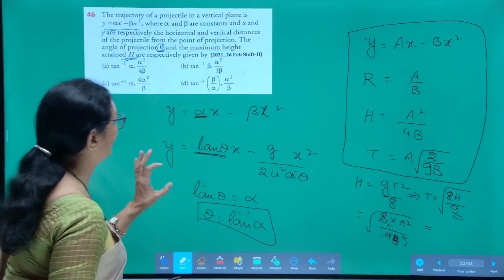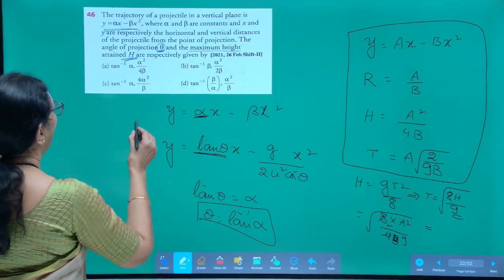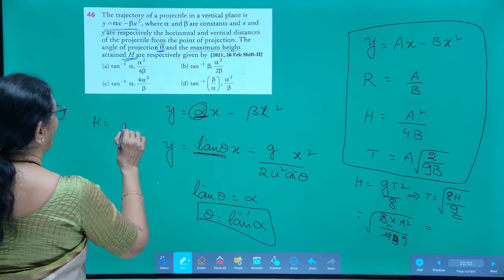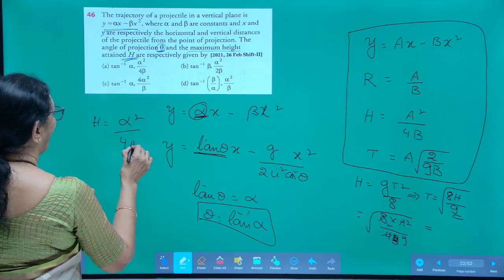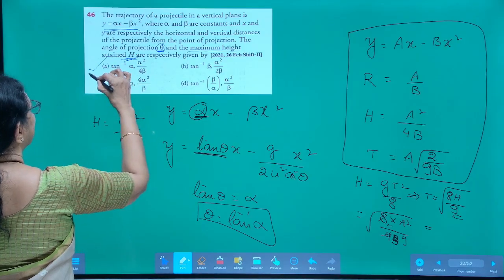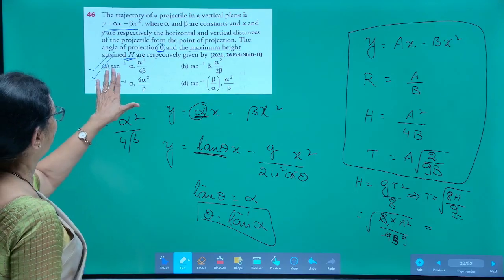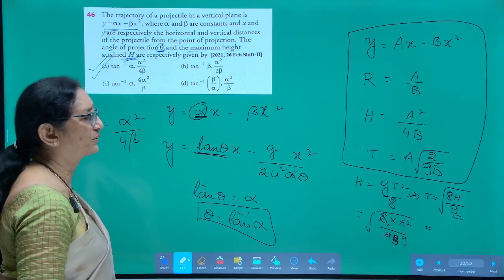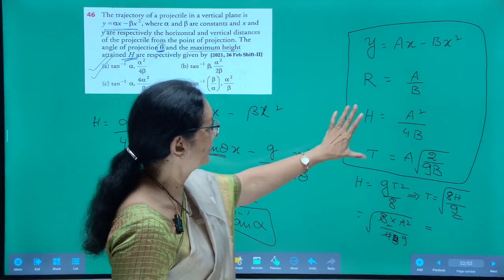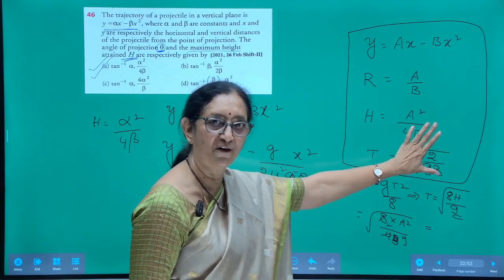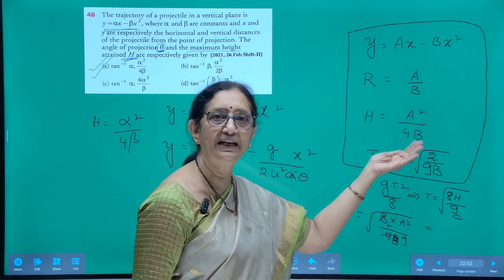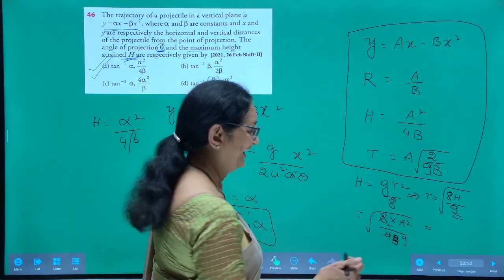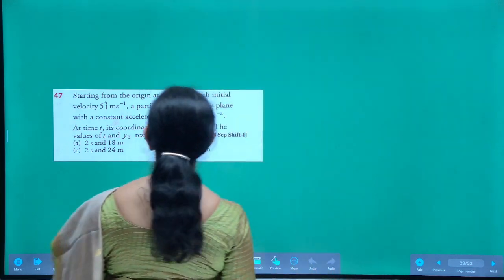Now, if you apply that concept here, maximum height reached is simply alpha square by 4 beta. So, this is the correct option. Theta is tan inverse alpha and maximum height is alpha square by 4 beta. So, you memorize these formulae. We will be seeing so many other previous questions based on those formulae, right? Okay, let us move on to the next problem.